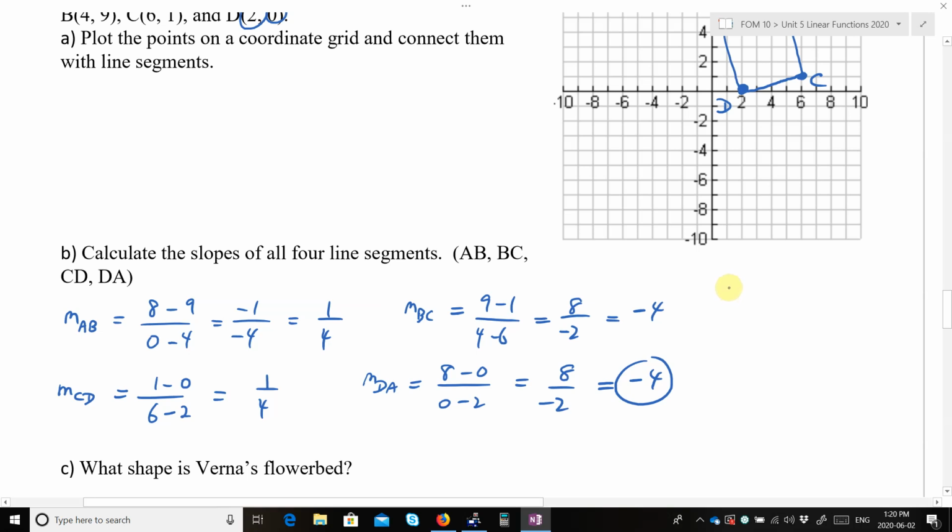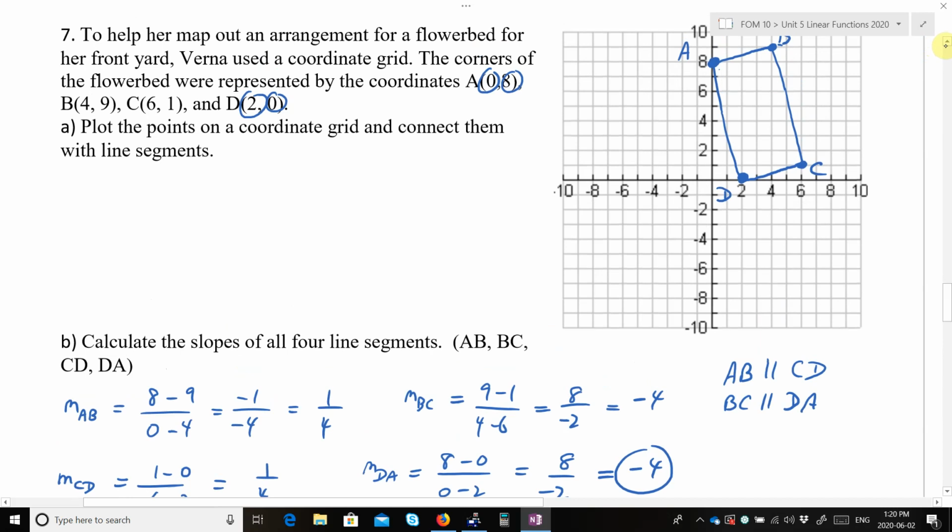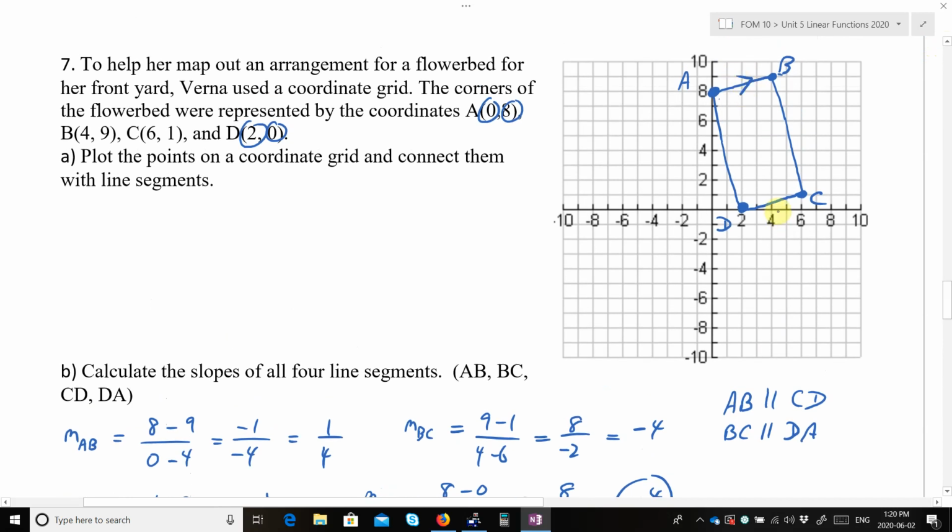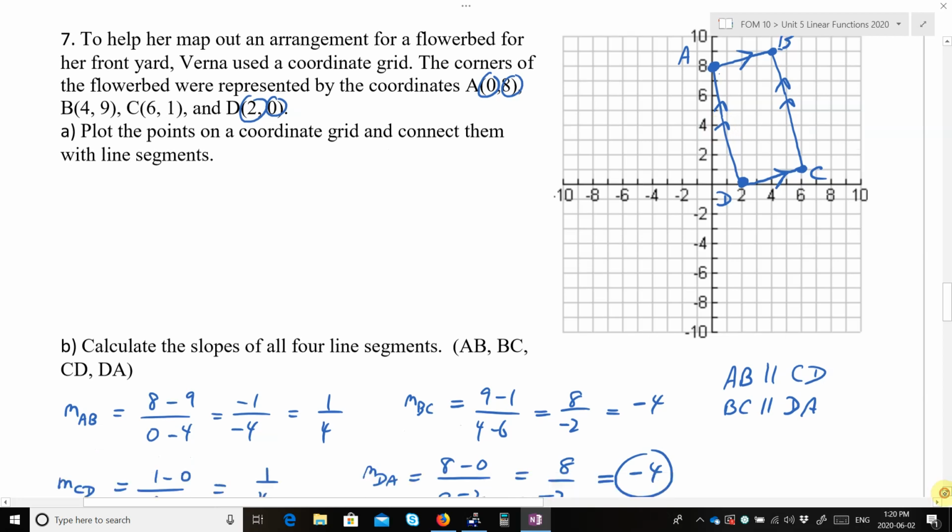Okay, so you can see that AB is parallel to CD, and BC is parallel to DA. Okay, so AB is parallel to CD, and BC is parallel to DA. So we show it like that.